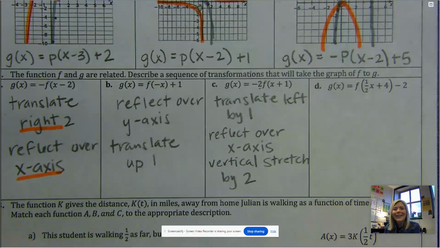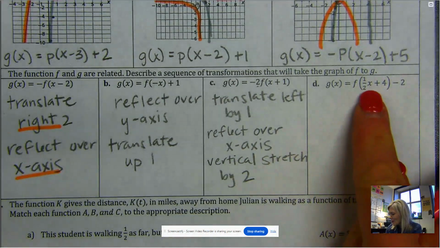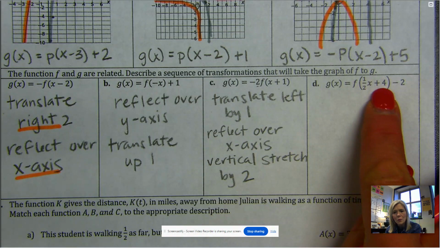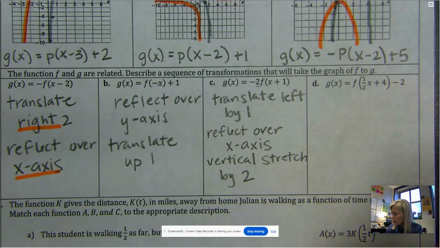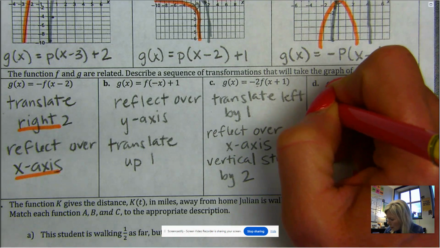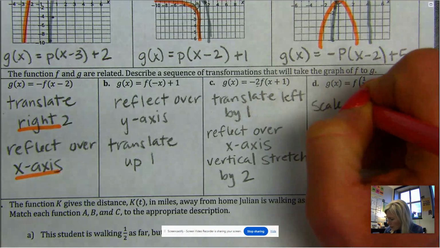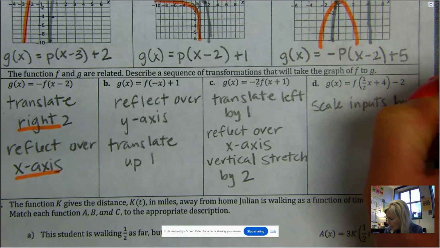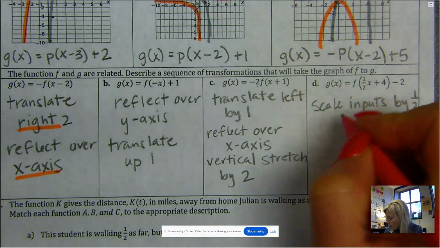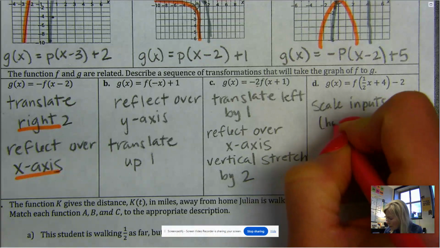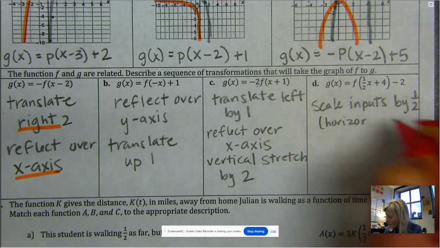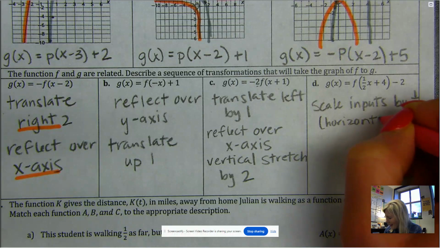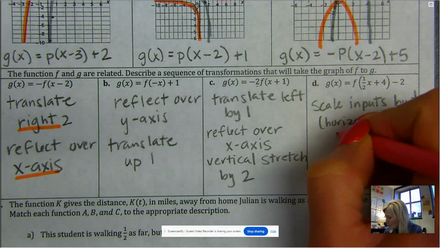And then finally, we have a couple more things going on inside here. So we've got this scaling the inputs by 1/2, shifting to the left by 4, and down by 2. So I'm just going to write those all out. Scale the inputs by 1/2. And when that happens, it causes a horizontal stretch by 2.